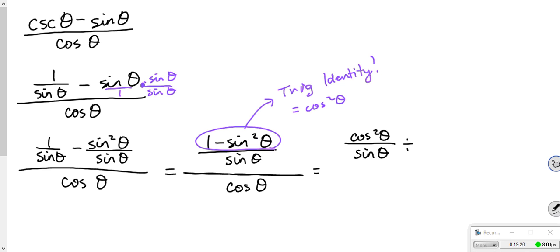So this is cosine squared theta over sine theta divided by cosine theta. I'm moving down now, I'm running out of board space. Divided by cosine theta means we multiply by 1 over cosine.